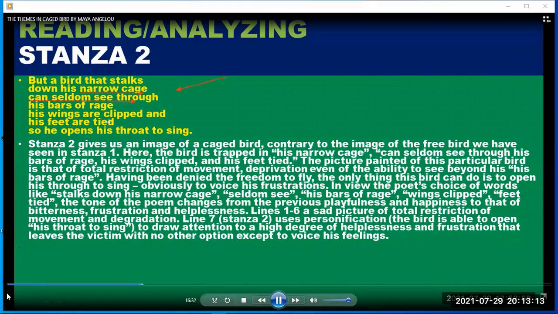All right, your movement is restricted. Your ability to do something about your situation is even taken away from you. So, having been denied the freedom to fly, the only thing this bird can do is to open his throat to sing, as you can see in the last line. All right, obviously to voice his frustrations.